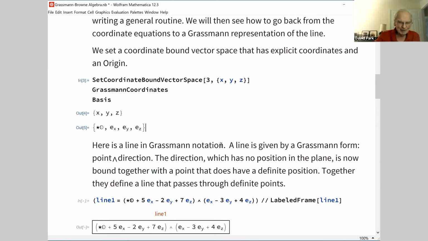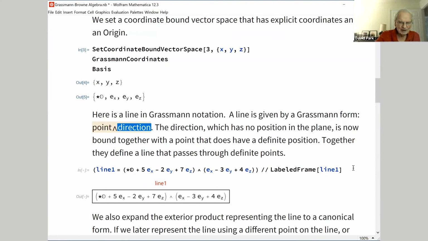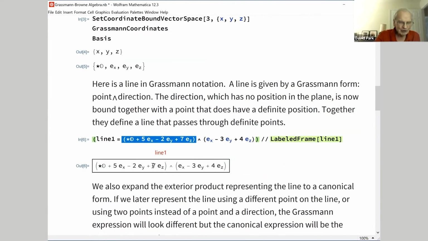Here is a line in Grassmann notation. A line is given by a Grassmann form, which is the exterior product of a point and a direction. The direction, which has no position in the plane and probably should never be plotted, is now bound together with a point that does have a definite position. Together, they define a line that passes through the definite points. This is my method of replacing numbered equations, which I don't think should have any place in Wolfram documents, but that's another subject. So here is the point that anchors the line, and then this is the direction. You can just think of the point as its coordinates. Very contextual, very explicit.